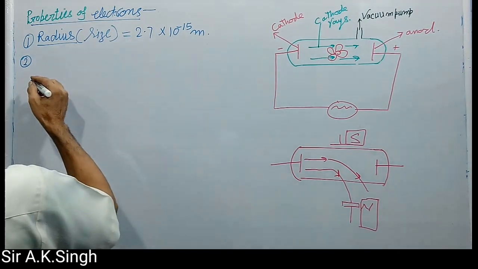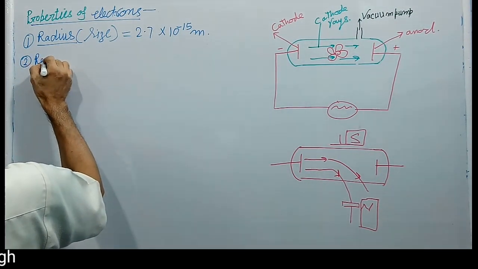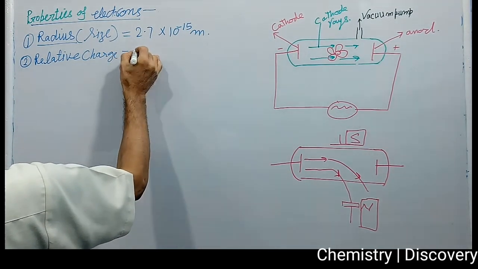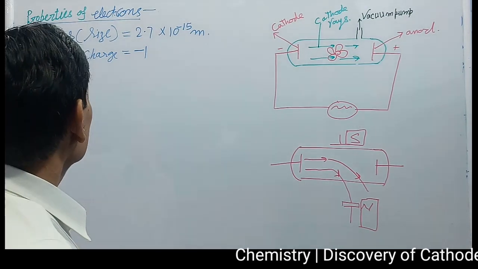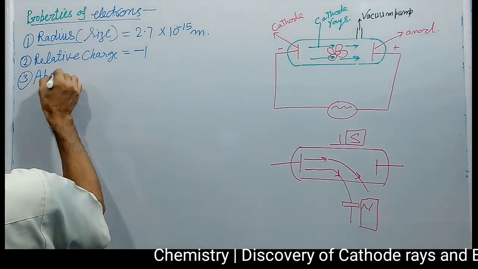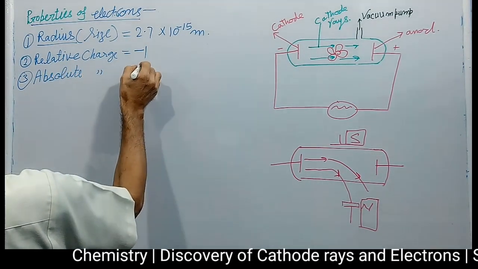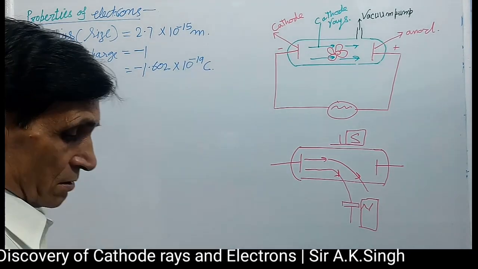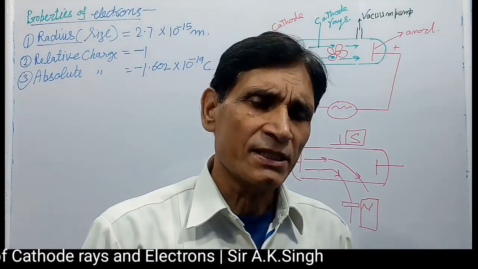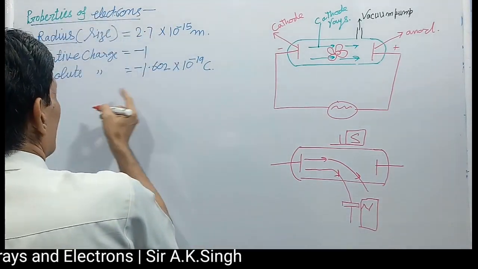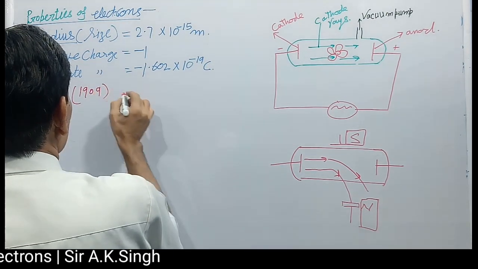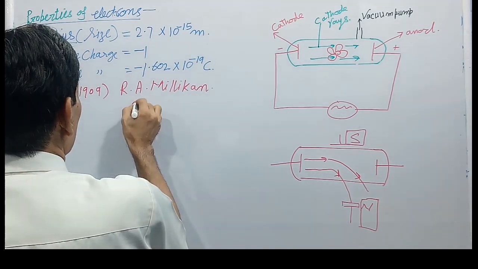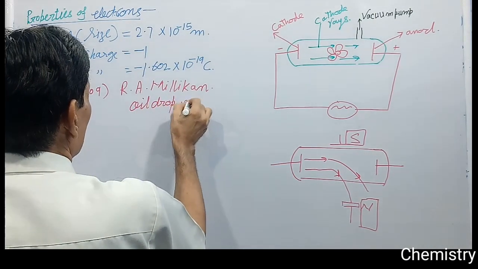Number two, the relative charge on an electron is minus 1 unit. The absolute charge is minus 1.602 into 10 to the power minus 19 coulomb. The charge on the electron was determined by the scientist Robert Millikan in 1909 by his oil drop experiment.